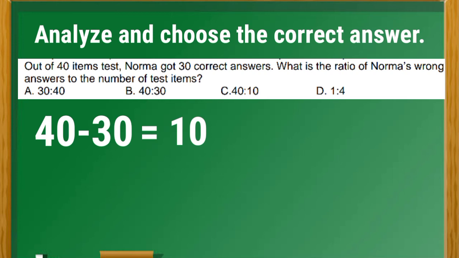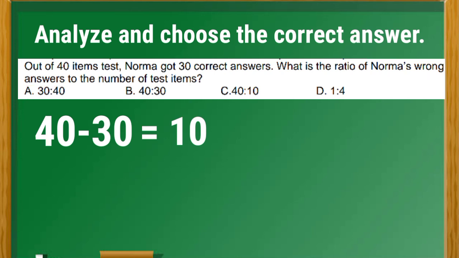Is it letter A, 30 is to 40? Letter B, 40 is to 30? Letter C, 40 is to 10? Letter D, 1 is to 4? If your answer is letter A, you are wrong, because the first quantity here is the number of correct answers. But what is asked is the wrong answers. So letter A is wrong.